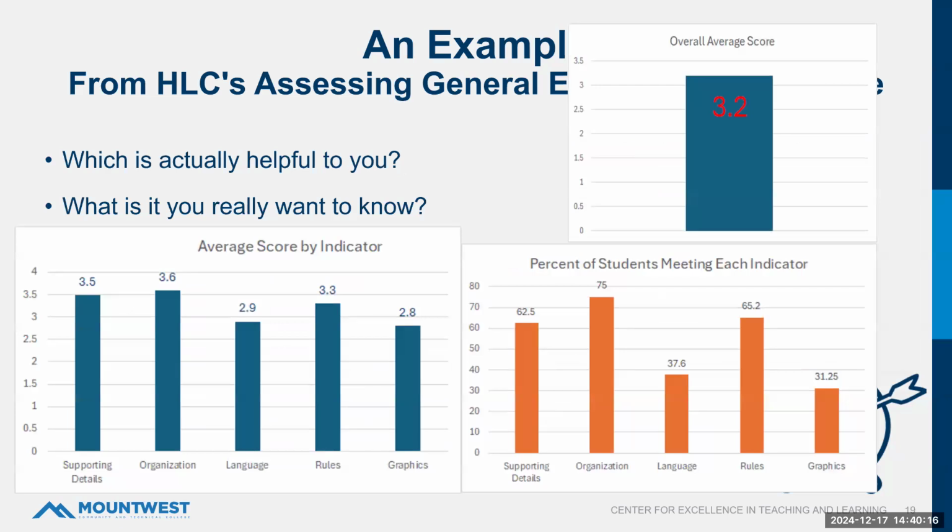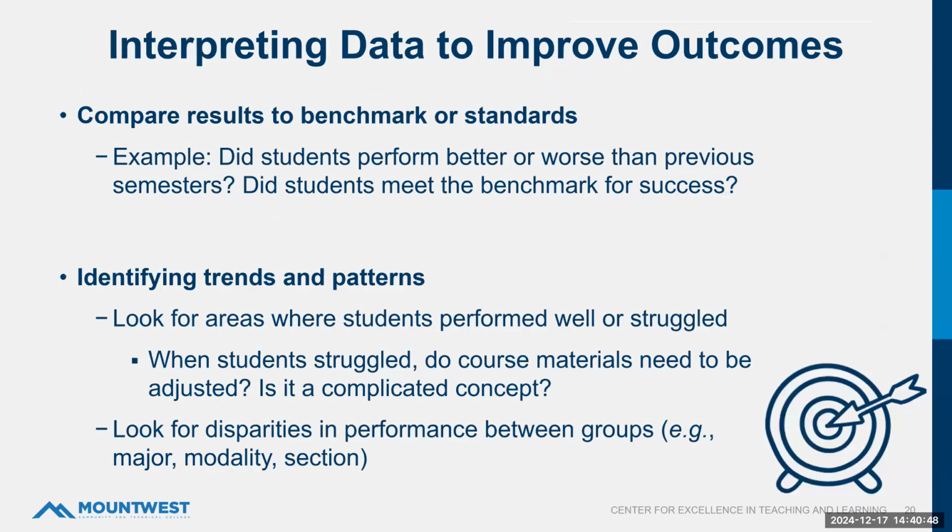So you still get the same idea that organization is doing fairly well and language and graphics are problematic. We get similar results, but 2.8 isn't something we can act on, right? But 31%, that's something we can act on. That at least tells us what they are doing, and if most of the students are not passing that particular thing, maybe we should spend some more time on graphics. All right, so there's your math break. I'll pause for more words.